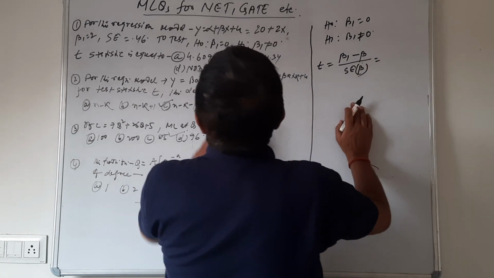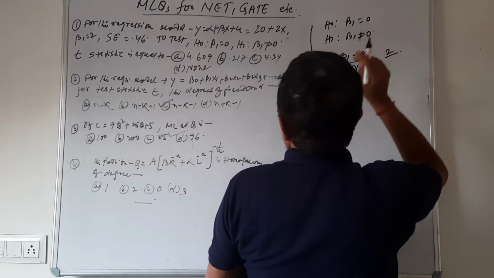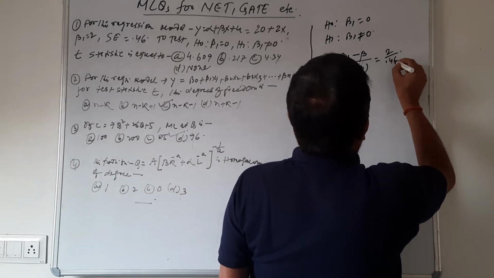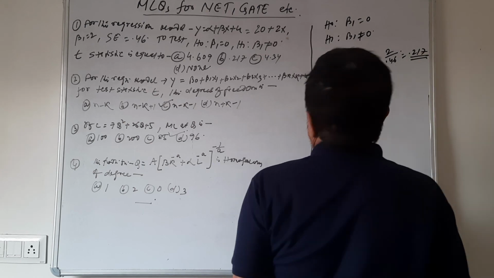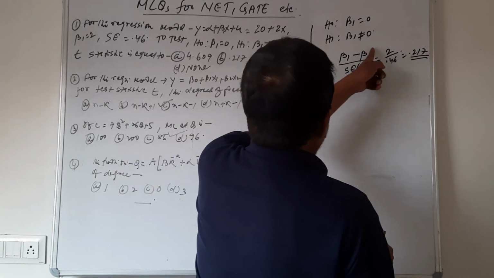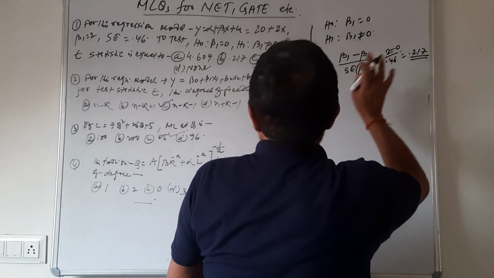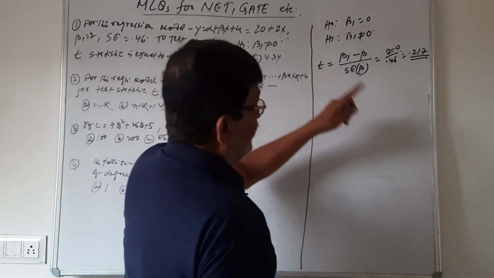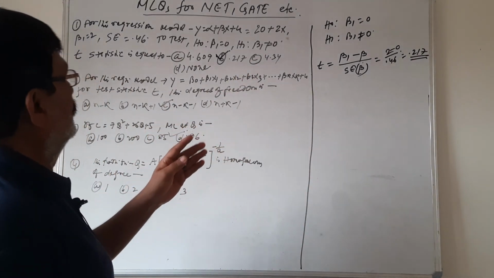Beta hat is 2, and the standard error is given as 0.46, so it becomes 0.217. Because the hypothesized beta is 0, it is 2 minus 0 virtually. So 2 by 0.46, 0.217. So this will be the answer. This is how the t statistic is used for testing whether beta is 0 or non-zero.